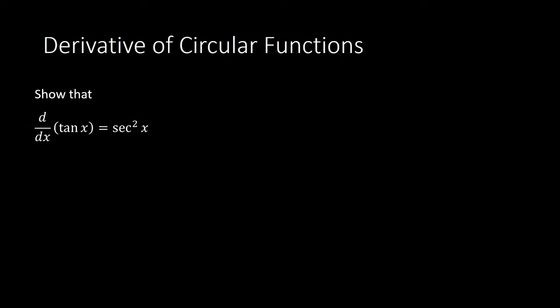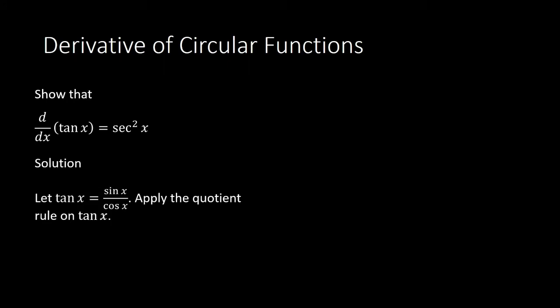Show that the derivative of tangent of x with respect to x is equal to the square of secant of x. You know, this one is among your fundamental identities: tangent of x is equal to sine of x divided by cosine of x. And we will apply the quotient rule on sine of x over cosine of x to get the derivative.